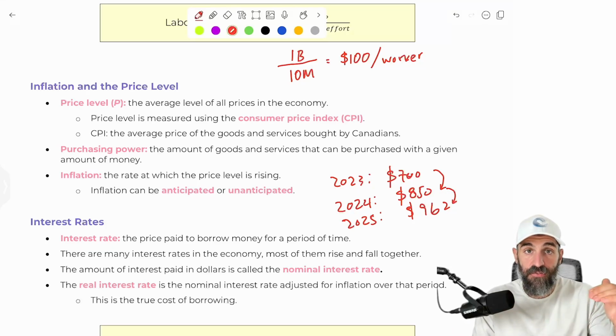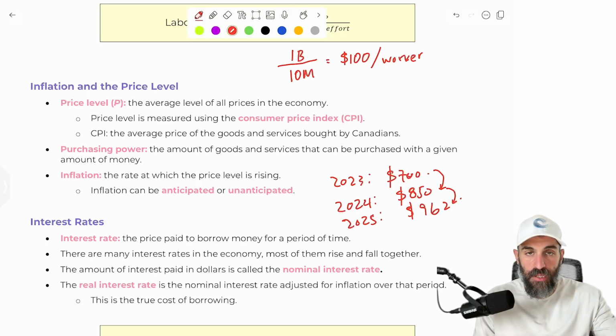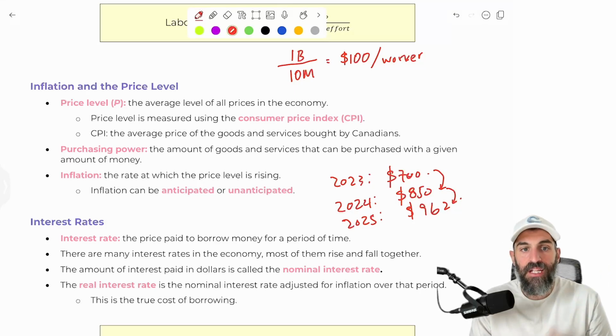Now, as the price of things goes up, the purchasing power of your money goes down. When we say purchasing power, we really just mean the power of a dollar. A dollar in 2023 was able to buy more than in 2024, and it was able to buy more than in 2025. You see, as the price level goes up, your dollar becomes weaker and weaker and weaker. We say it has less purchasing power. And that is what we call inflation.